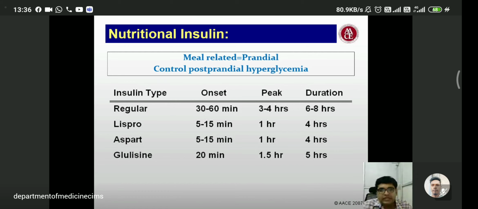Why? Because you can see here, there are four types. The types of insulin are regular insulin, and another three are lispro, aspart, and glulisine. The onset of action is very short. Once you give the insulin, within 5 to 15 minutes the action will start and peak in the next 1 hour. So if this is given without a meal, the patient will become hypoglycemic. So it should always be given with food. Its duration lasts for 4 to 6 hours, as you can see in the chart. So these are the important meal-related insulins: lispro, aspart, glulisine, and regular insulin.